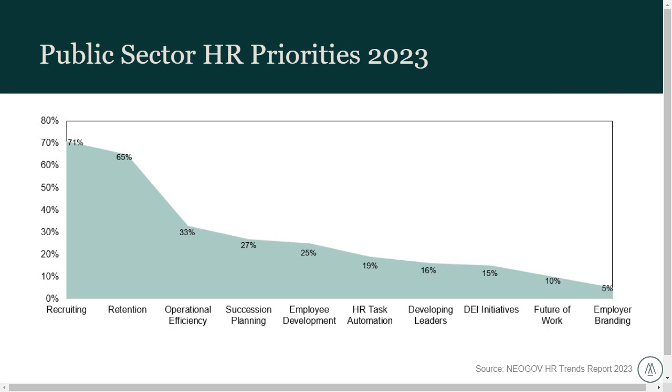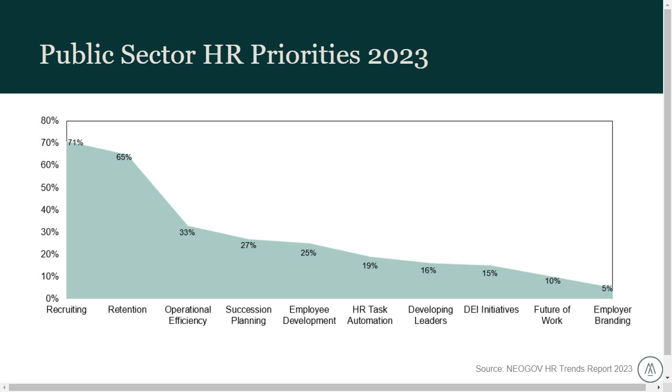But let's go left to right, right? So let's just look at some of the top ones. So 71% is recruiting, 65% is retention. I don't think any of us on the phone would argue that we need to retain our people and we need to hire our people better and faster, right? I don't think there's any questions here.